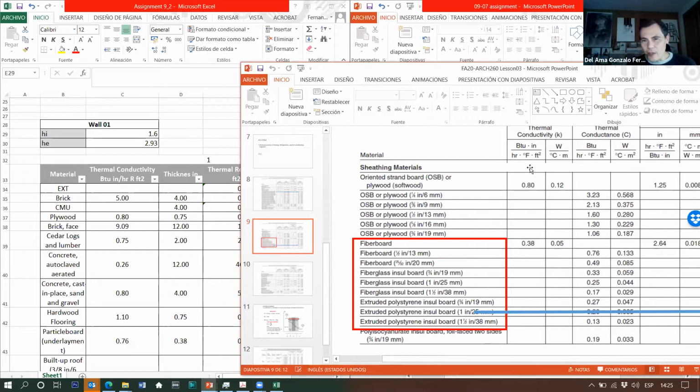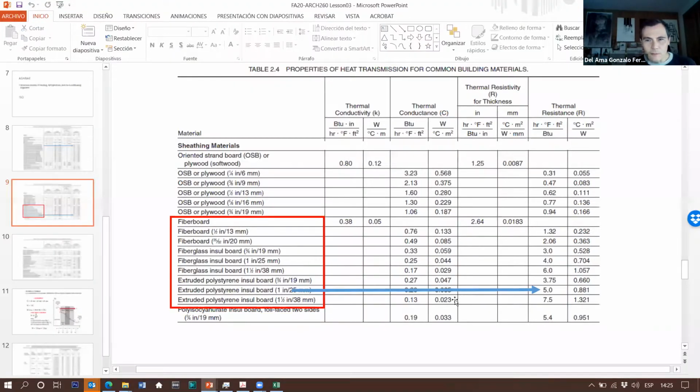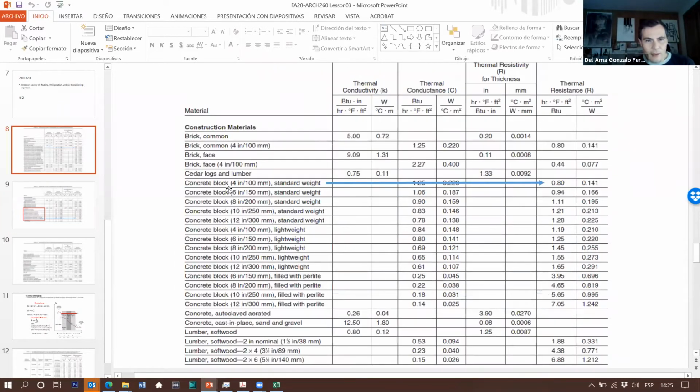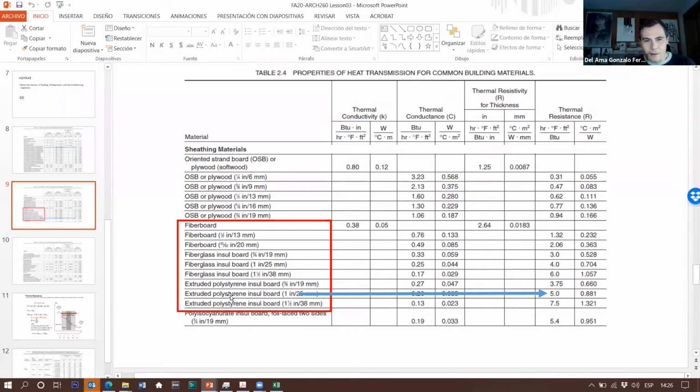And again, do we have a value for the thermal conductivity? We don't. So what do we have to do? We have to go to the thermal resistance. But do we have 6 inches here? We don't have 6 inches. When we were analyzing concrete blocks, here we have 4 inches, so I have to take this value directly. But in this thermal insulation, in the extruded polystyrene, this is 3/4, this is 1, and this is 1.5.